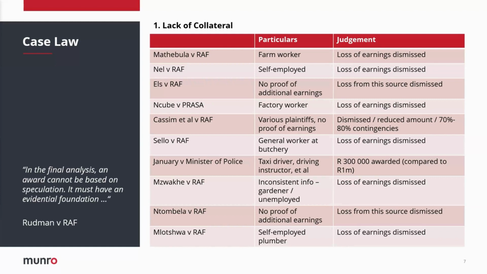Nal versus RAF, same issue, and we often see that with self-employed people and cash-in-hand jobs, that there's no or little collateral available. Again, the claim for loss of earnings was dismissed. And in ALS versus RAF, for part of the earnings, the additional earnings, there was no collateral, and that part of the claim was dismissed.